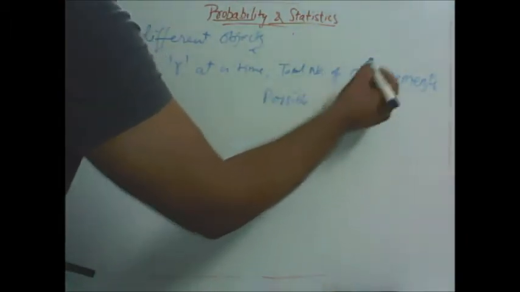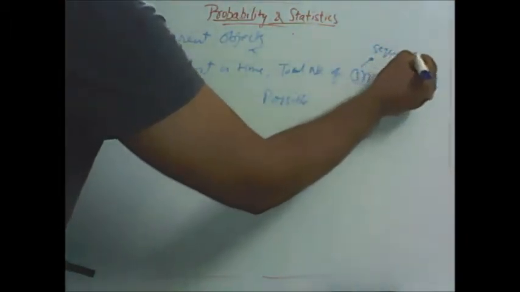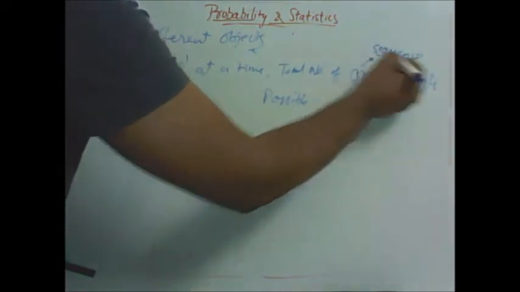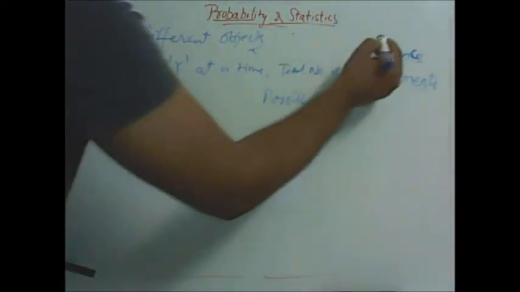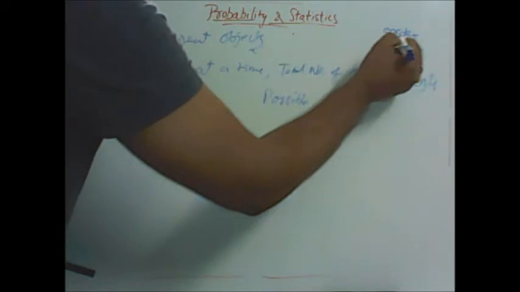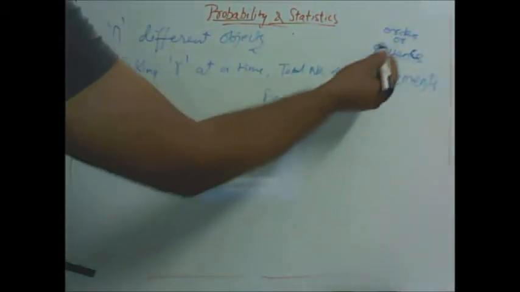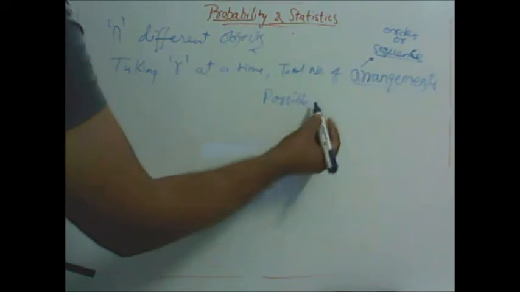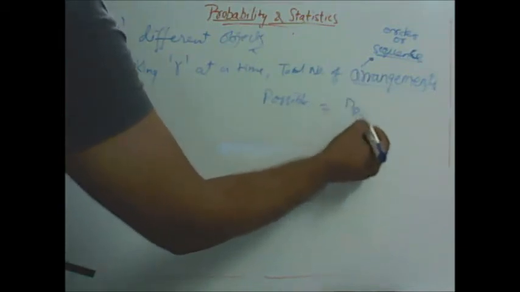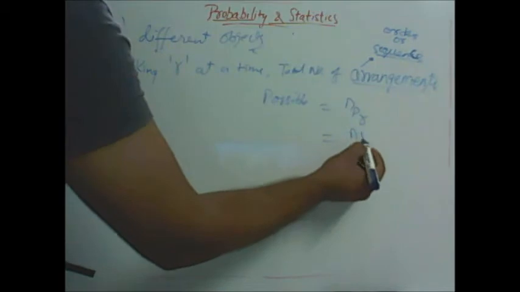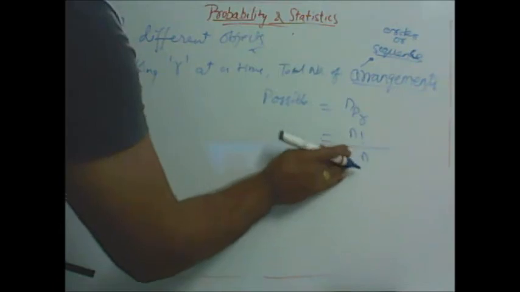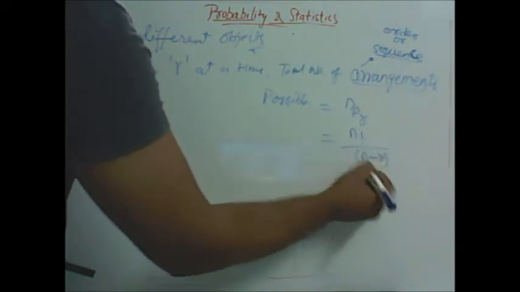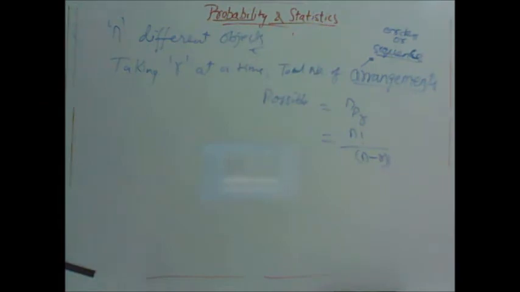When I say number of arrangements, sequence is important. Sequence in the sense, in what order, sequence or order. So total number of sequences or orders or arrangements possible equals NPR, which is equal to n factorial by n minus r factorial. So this is NPR, total number of arrangements possible.